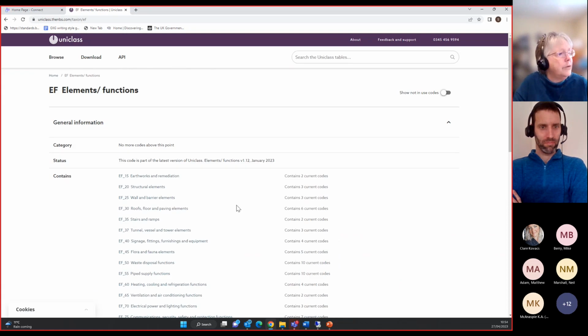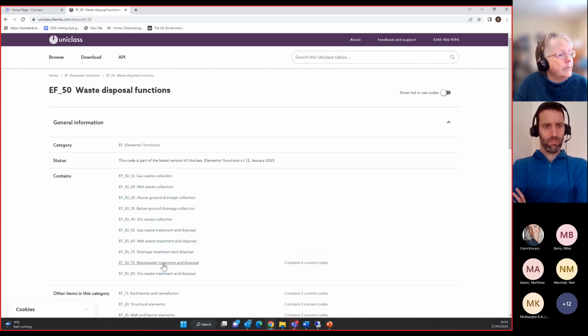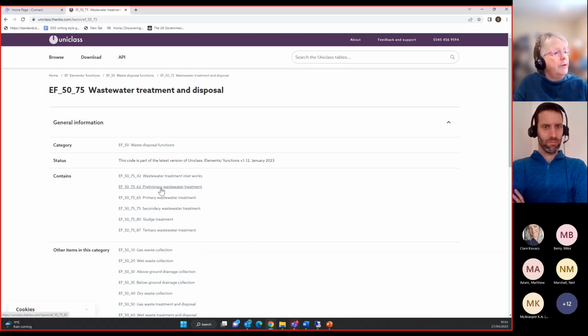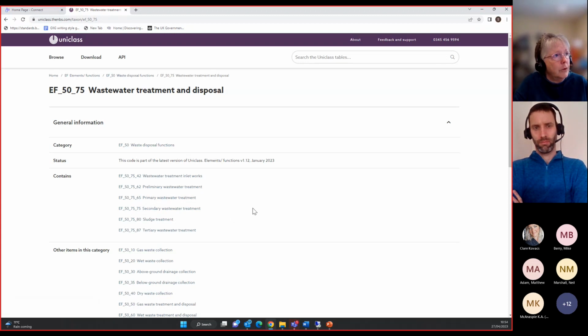And there's one area as well that might help you with all that wastewater treatment. Under the elements and functions table, we have this wastewater disposal, and we've added in these particular groupings, really: preliminary wastewater, primary wastewater, secondary wastewater, because some of the systems that are listed can be used in any of these. So you've got an additional way there of grouping together systems for particular parts of your utilities, your facilities.